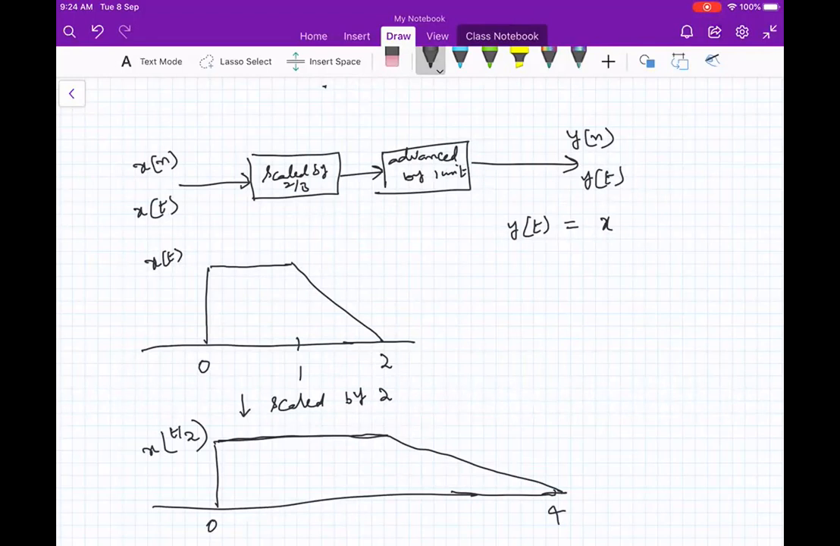Given that, can you tell what I should write here? x of 3 by 2 t plus 1, or x of 3 by 2 of t plus 1. So this is one way of writing. Is this correct? Or the question is, x of 3 by 2 t plus 1. Is this correct?